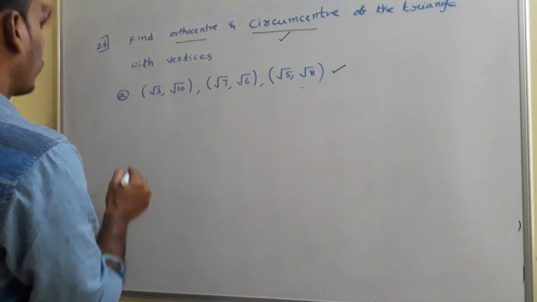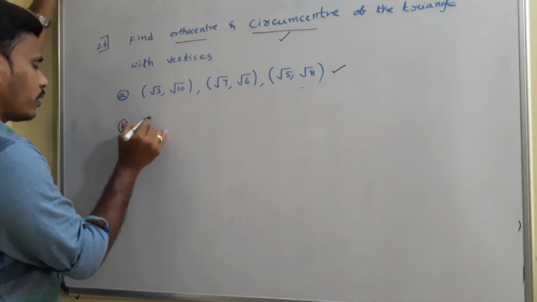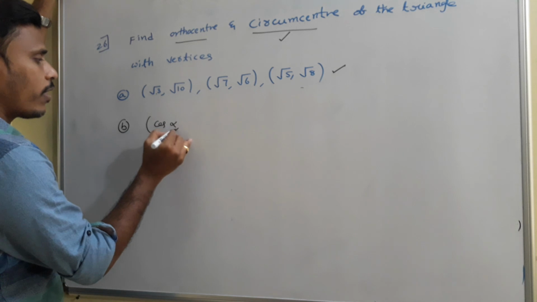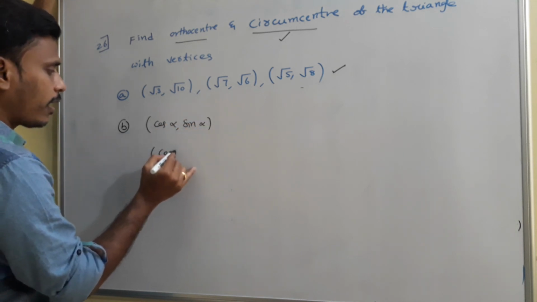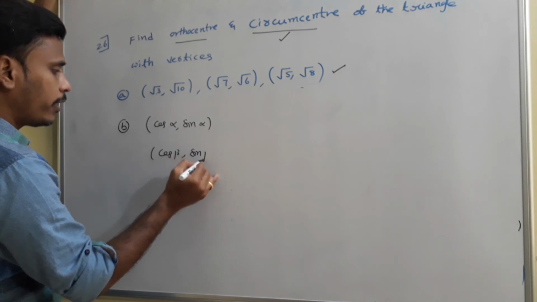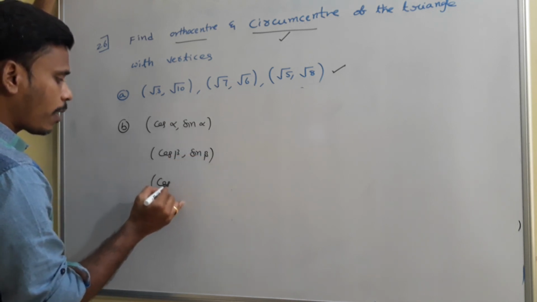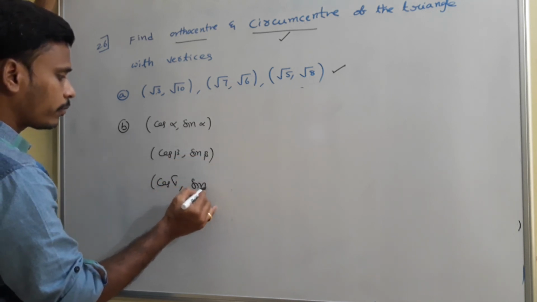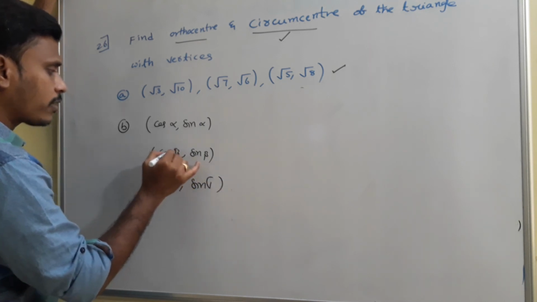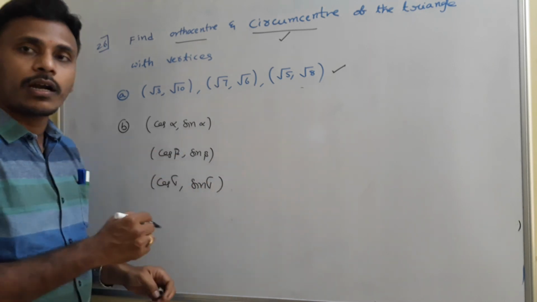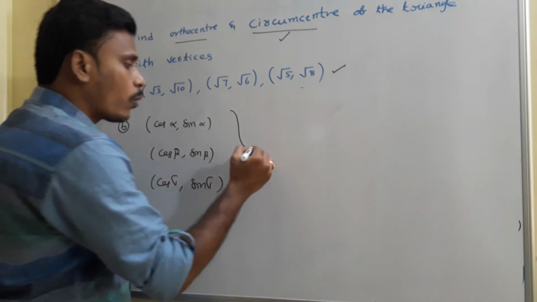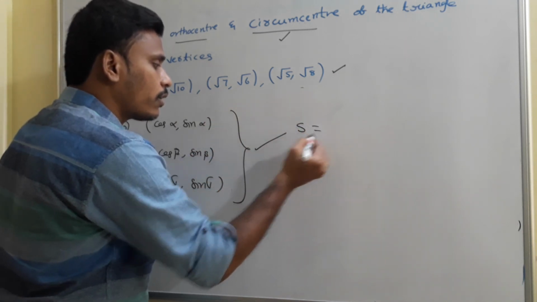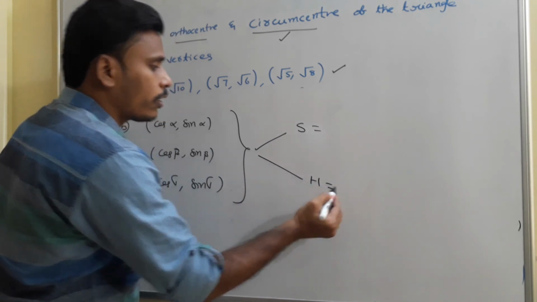First, suppose the vertices are (cos alpha, sin alpha), (cos beta, sin beta), (cos gamma, sin gamma). These are the vertices of the triangle. Then what can you say about its circumcenter? What can you say about its orthocenter?